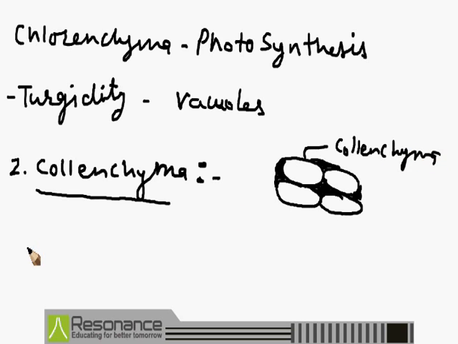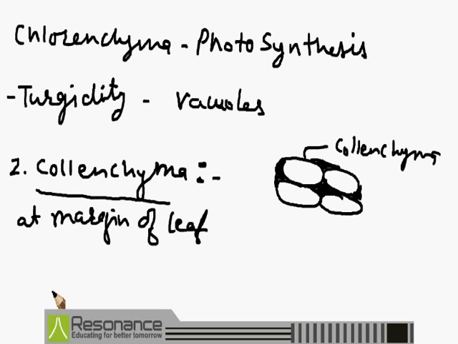Collenchyma is a mechanical tissue which helps the plant body protect itself from mechanical injury. It is present at the margins of the leaf. Such tissue helps the plant body protect itself from wind. During wind blowing, the leaf margins cannot turn due to the presence of collenchymatous tissue inside them.